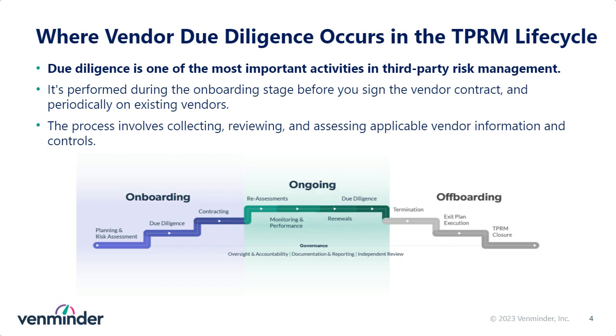But keep in mind that a vendor's risk and their controls can change even after you sign the contract. For example, there's always the possibility of a regulatory update that affects your vendor's product or service. Periodic or ongoing due diligence would help keep you informed of whether your vendor is complying with this update.